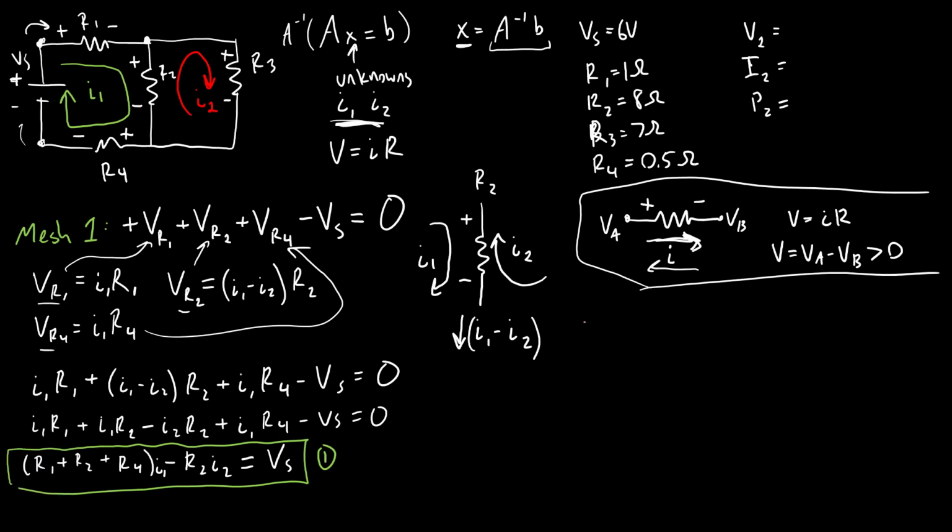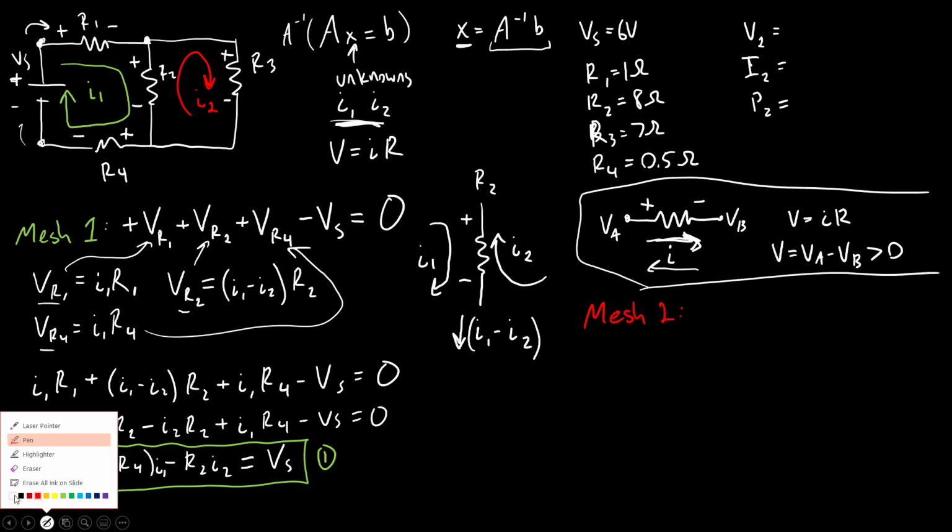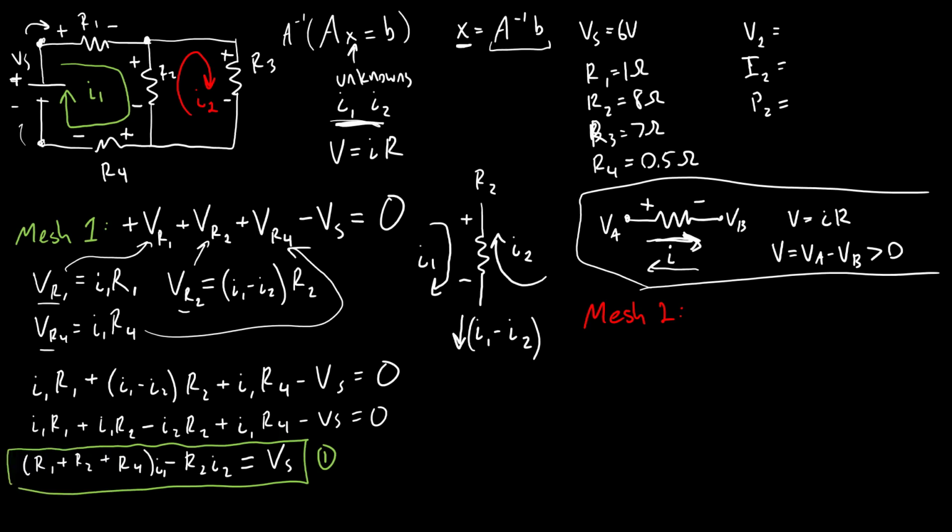Now we are going to go and try and cram mesh 2 in on the same slide here. Let's see if we can fit that over here in this corner. Mesh 2, we are going to do the same thing. We are going to apply KVL around mesh 2. And mesh 2 is a little simpler. It doesn't have as much stuff in it.